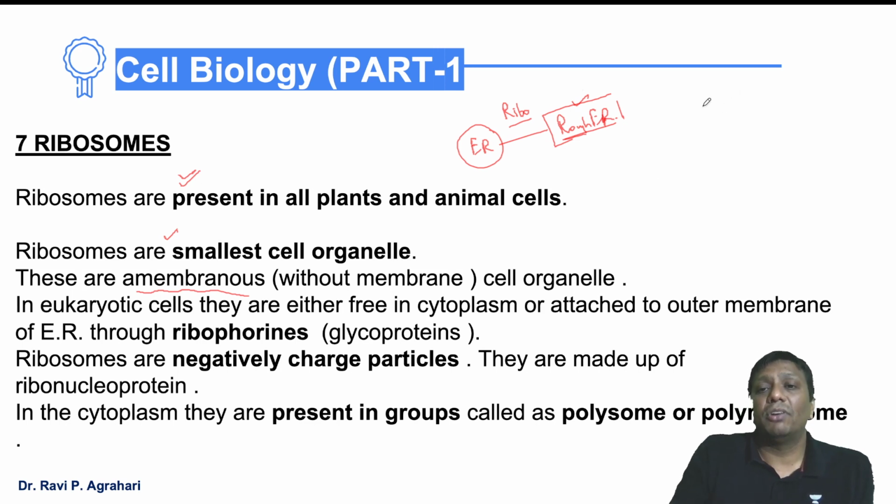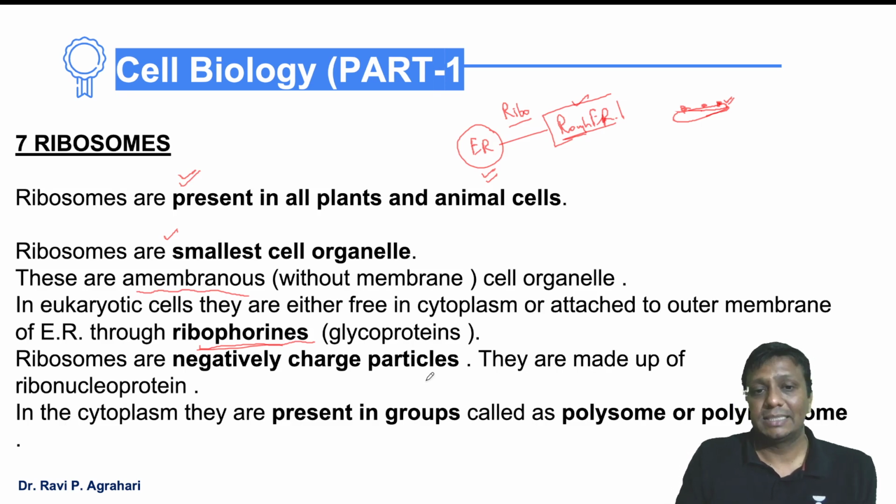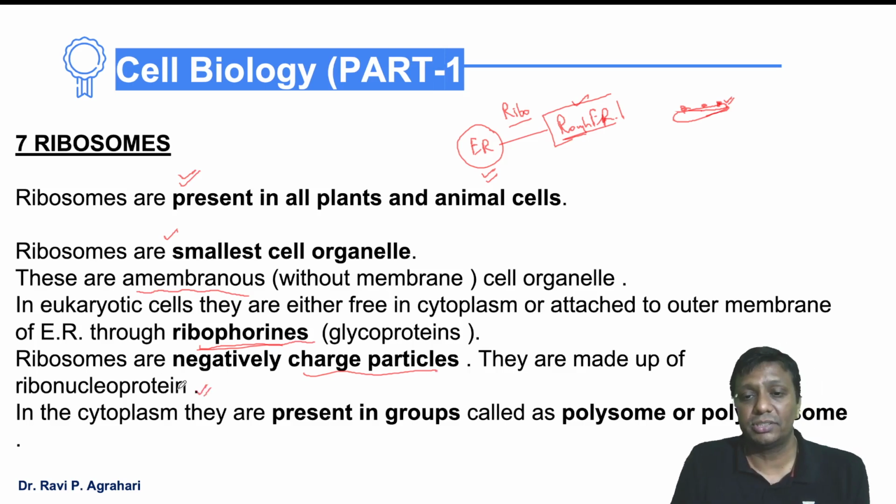Okay, and those ribosomes attach on the surface of the endoplasmic reticulum through the help of some glycoproteinaceous compound that is called ribophorins. So how do ribosomes attach on the surface of the endoplasmic reticulum in the case of rough endoplasmic reticulum? So the answer is what? It's a ribophorin. Okay, ribosomes are generally described as negatively charged particles, as they have ribonucleoproteins in their chemical composition.